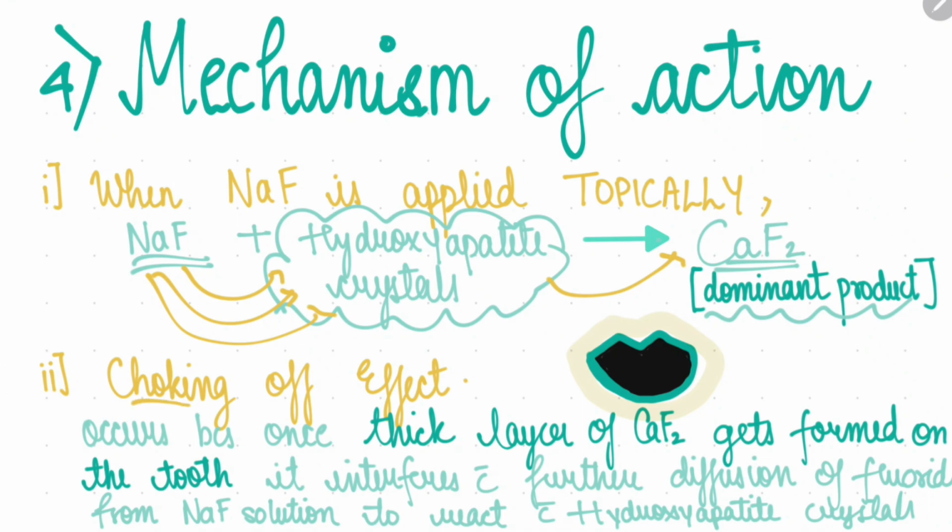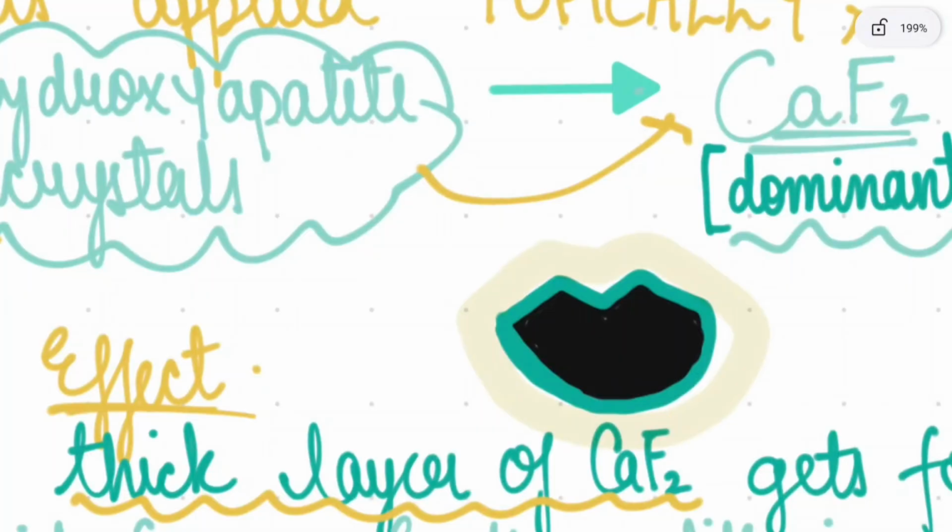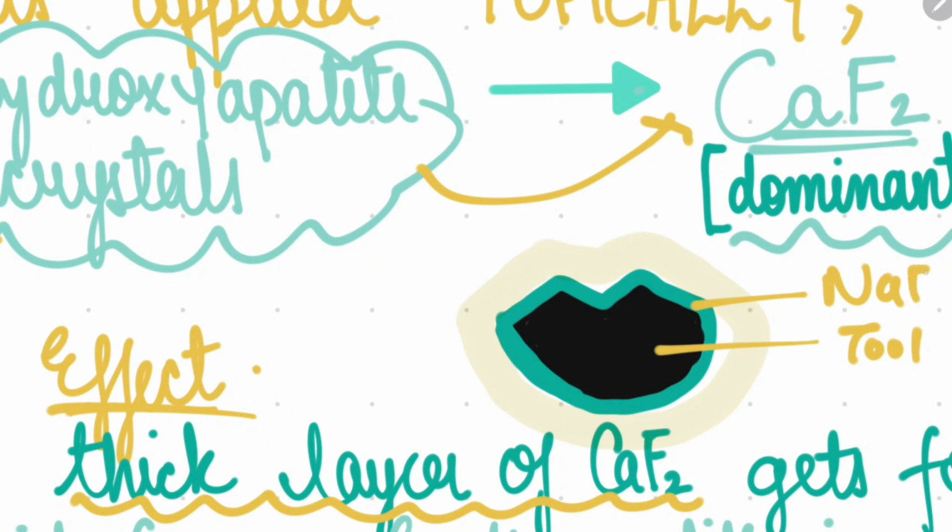But at a point, choking off effect occurs. Now what is this choking off effect? This choking off effect mainly occurs because there is a formation of a thick layer of calcium fluoride on the tooth. Now it interferes with the further diffusion of the fluoride from the sodium fluoride solution to react with the hydroxyapatite crystal. For example, consider this as a tooth and this as sodium fluoride.